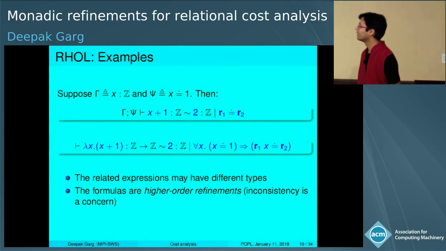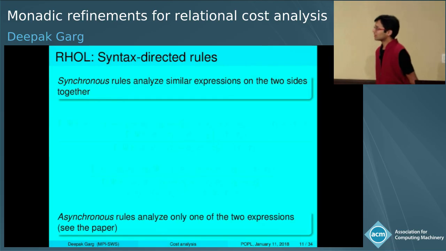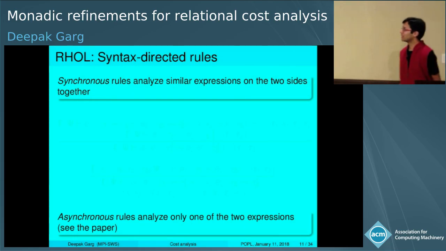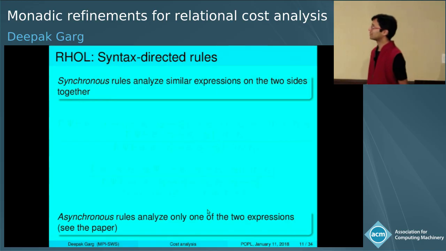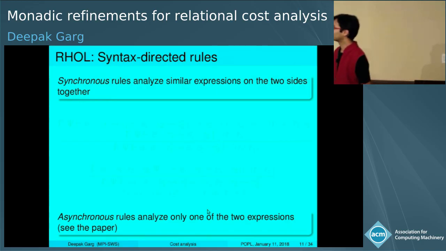Now what are the rules of RHOL? What do these look like? These are mostly directed by the syntax of the programs, not completely.